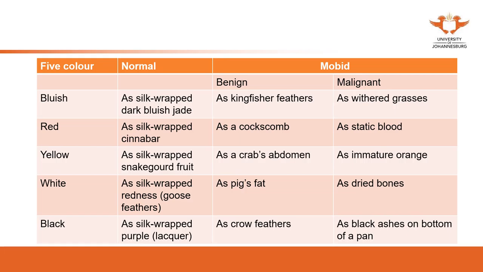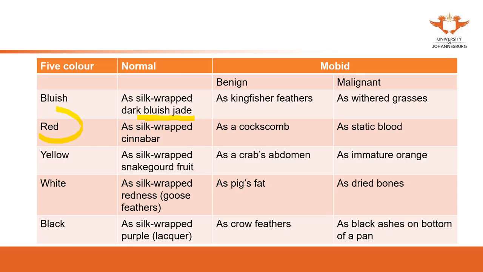And so the first one, bluish or blue, describes the non-exposed color as a silk-wrapped dark bluish jade. It's a kind of blue jade, but this is not the color you see from the jade itself. It's something especially, a white silk covering the jade.